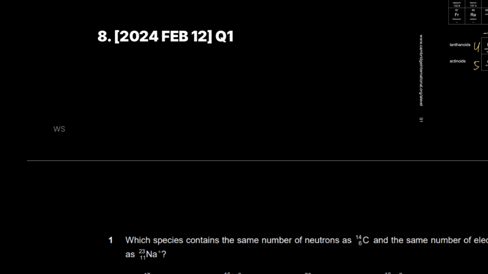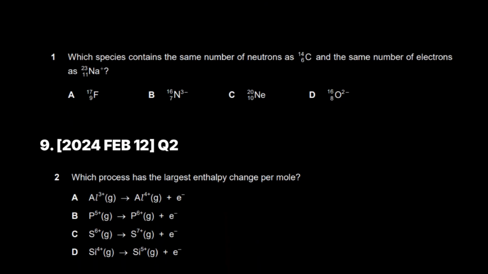Poof. Next. Which species contains the same number of neutrons and the same number of electrons as this? How many neutrons does this have? 14 minus 6. That gives me 8. You guys know this from O levels and IGCSE. That 14 is the mass number, or the nucleon number, which equals the total number of protons plus neutrons, and protons are 6. So just substitute P, and then that's just a simple equation. 14 minus 6 gives me 8.